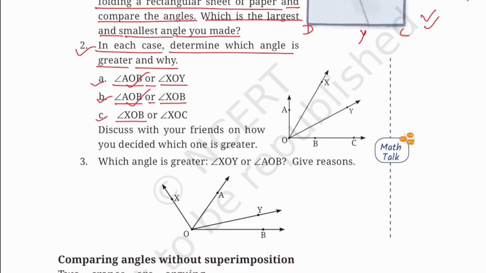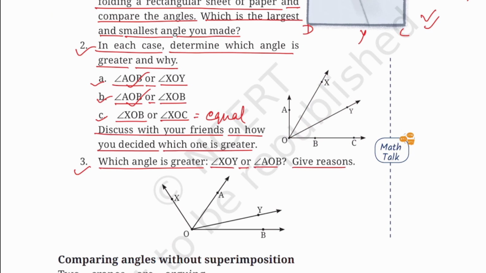C. Angle XOB or angle XOC. XOB and XOC are equal. Both are equal. Discuss with your friends on how you decided which one is greater. 3. Which angle is greater, angle XOY or angle AOB? Give reasons.